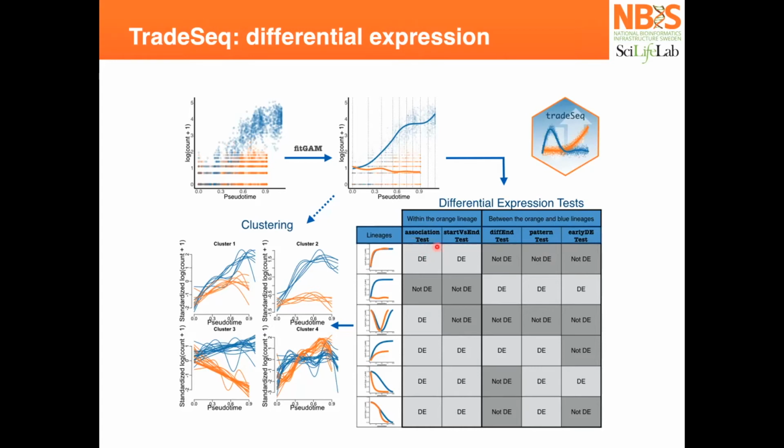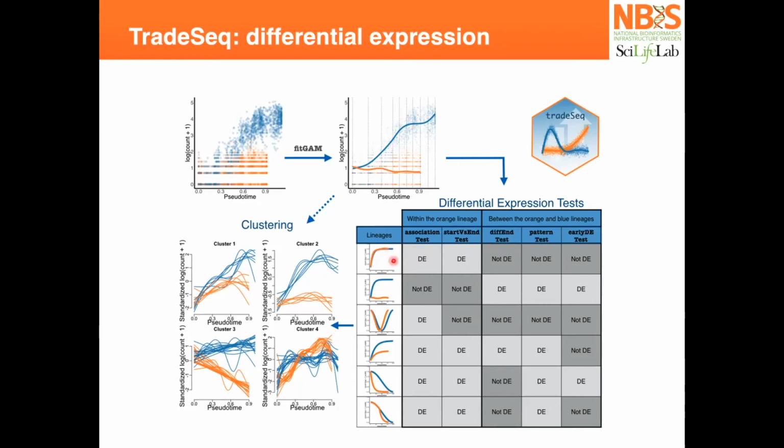So the association test is to test if that gene is changing over time. Another test is start versus end. So I want to see if a gene which is expressed in the end is different from the beginning. And this is within one single lineage, like one single line, like this one. So for example, for this one, this gray orange one will not be differentially expressed.